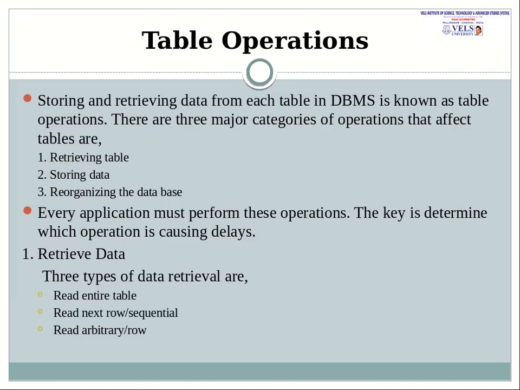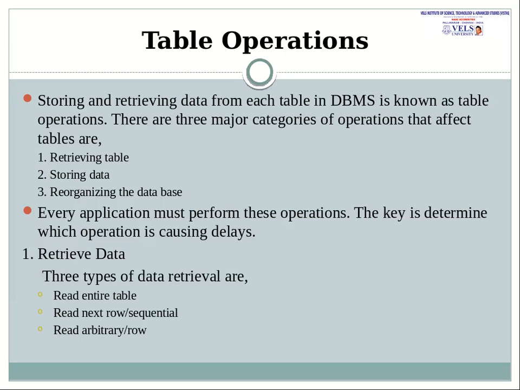The first one is, if you are retrieving data, storing data, and reorganizing data in a database, every application must perform these operations. One is retrieving data. Here, retrieving data means three types of data are retrieved: read the entire table, or read the next row sequentially, or read a random, arbitrary row.